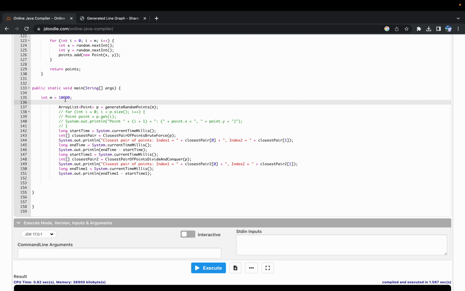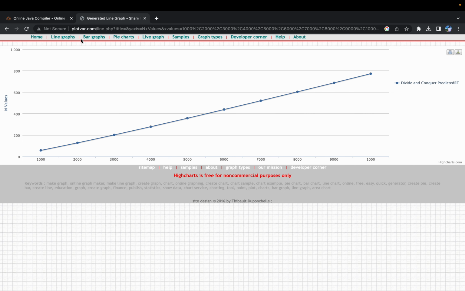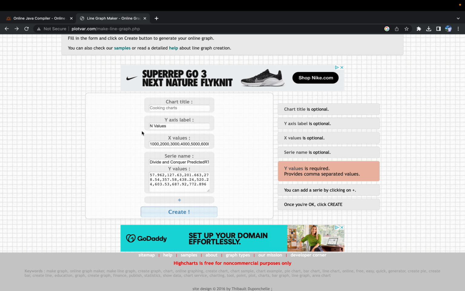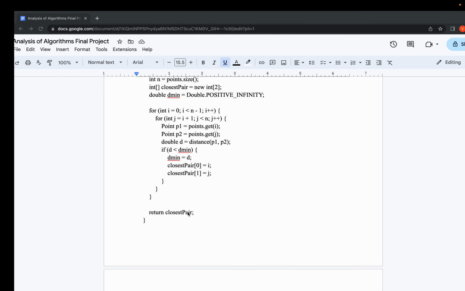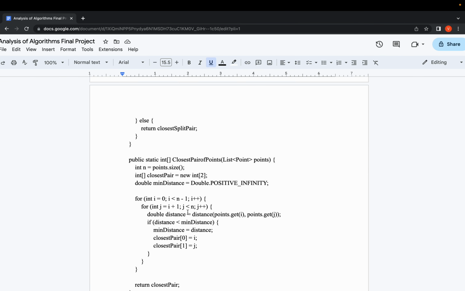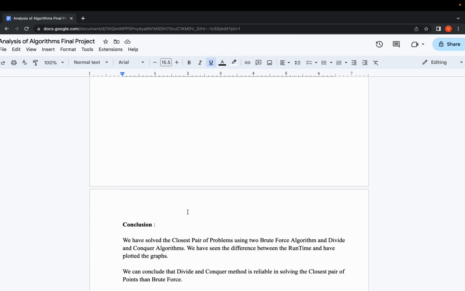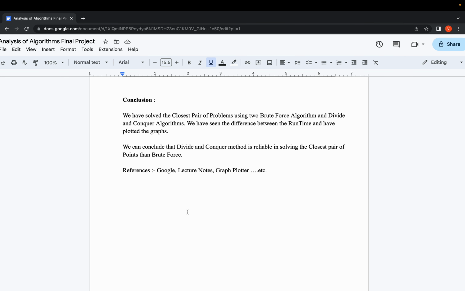Here we can change the input from 1000 to 10,000. I have used 1000 to 10,000 for the inputs. And I have used plotter.com for plotting the graphs. It's an easy one, and this is the code. And I have found out that divide and conquer is the most reliable method to find the closest pair of points. Thank you.